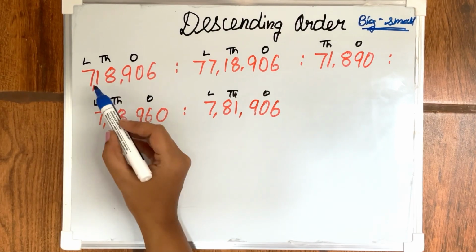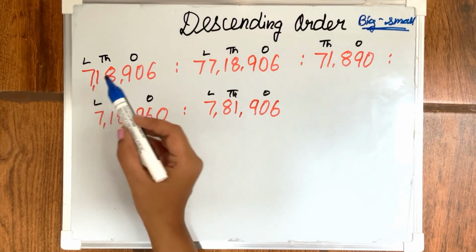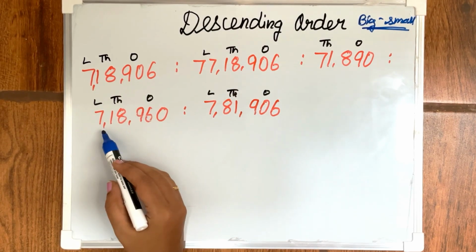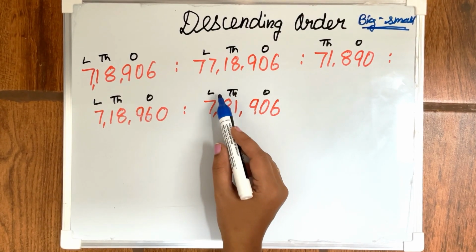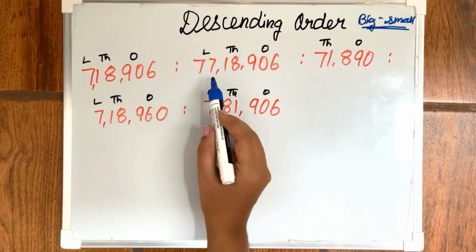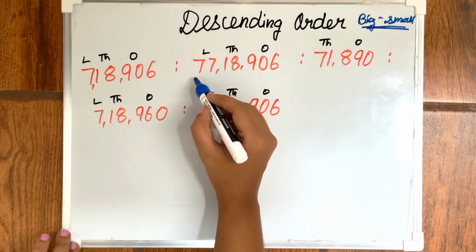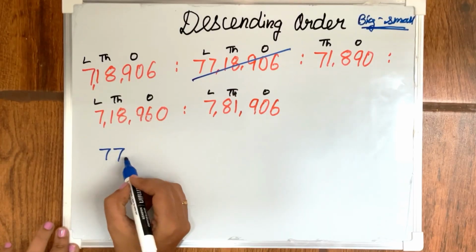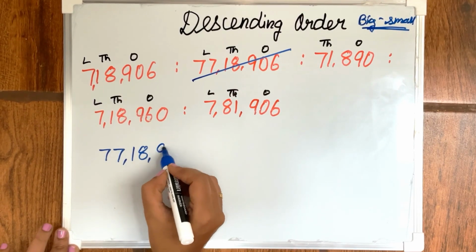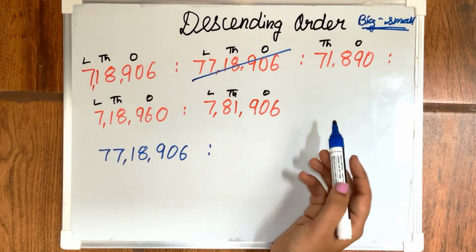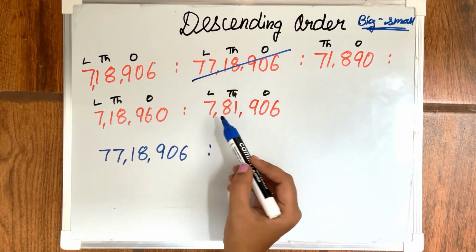Start comparing. 7 lakhs, 77 lakhs. Here we are not having lakhs. 7 lakhs, 7 lakhs. So which is the largest number? 77 lakh is the larger number. So the first number will be this one. 77 lakh 18,906.